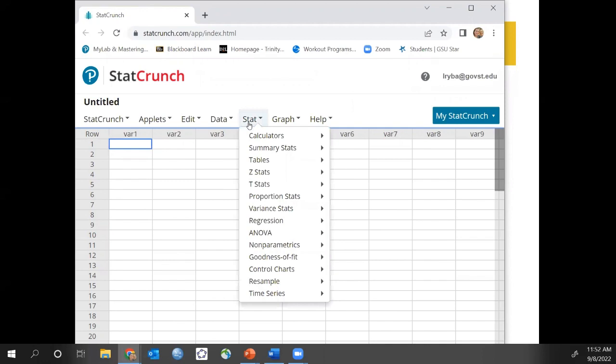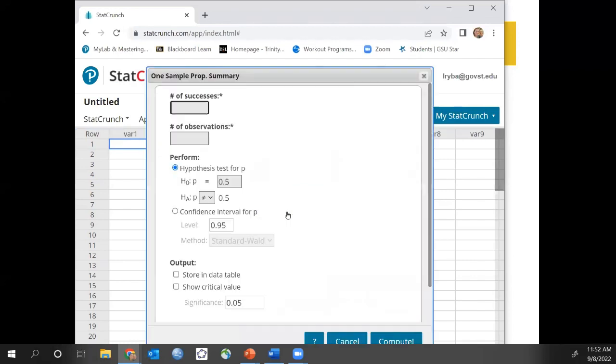From last chapter, we went through t-stats, proportion stats, and variance stats, depending on what we had. So we have a proportion again, and we have one sample, and we have a summary. What I'm going to enter in here is what my study told me. My study told me that 66 out of 705 got this nausea. Okay, that's what my study said.